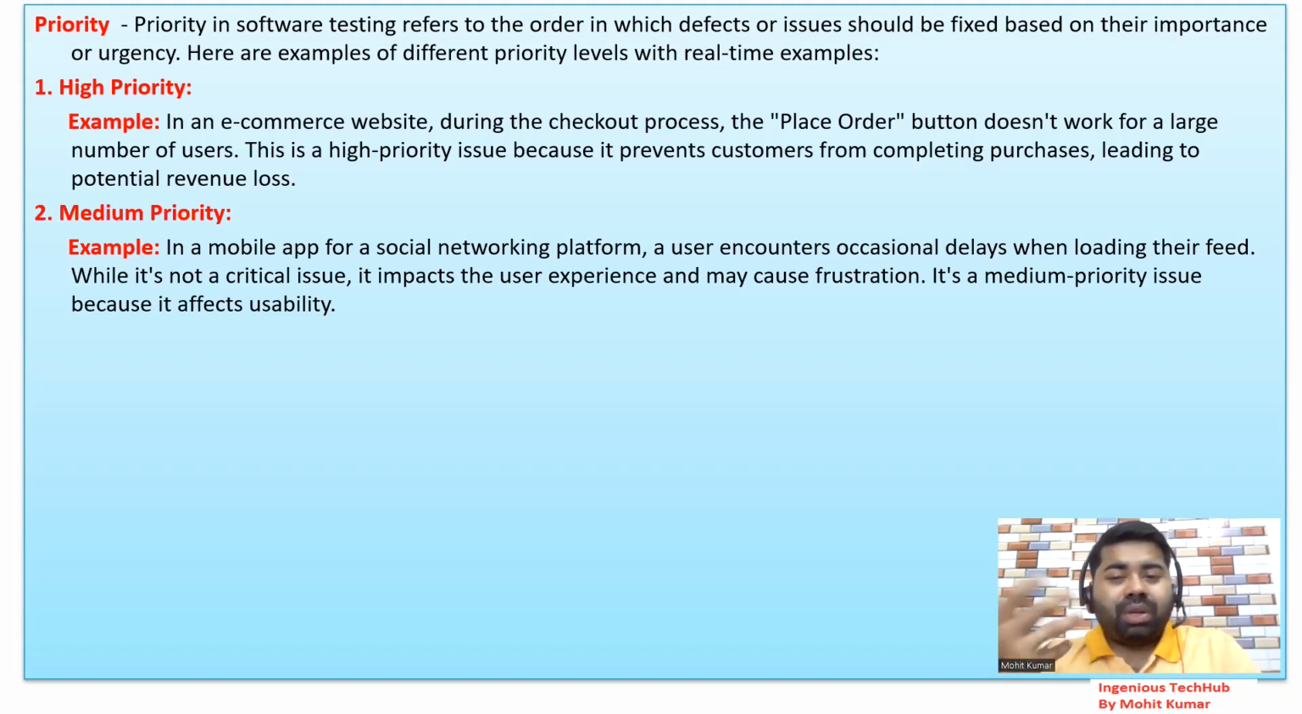It becomes delayed, right? People will get irritated, and users may not use that application at all. This type of issue will come up. So the user encounters an occasional delay when loading their feeds, and while it's not a critical issue, it impacts the user experience and may cause frustration. It's a medium priority issue because it affects usability.